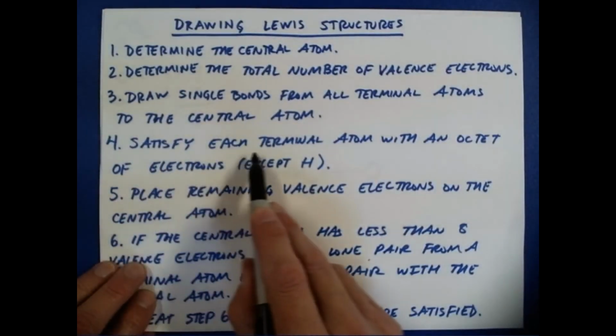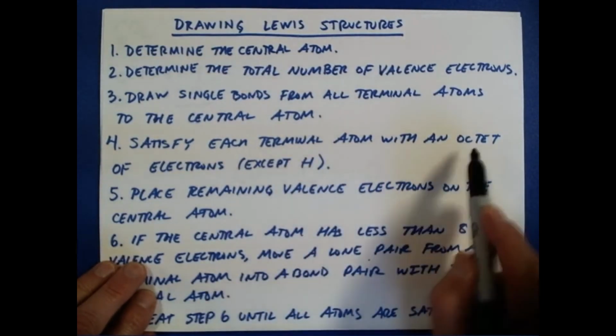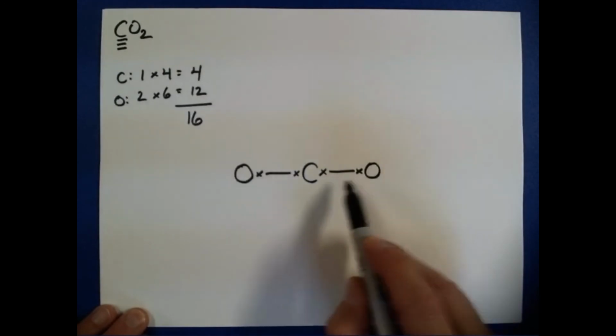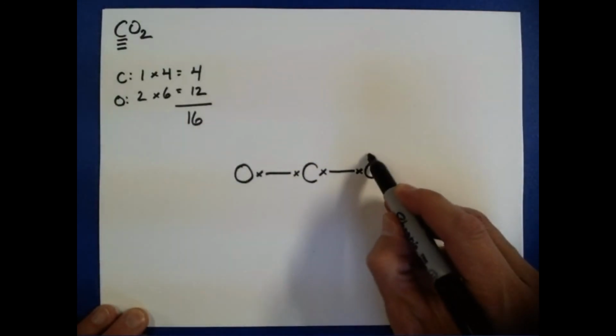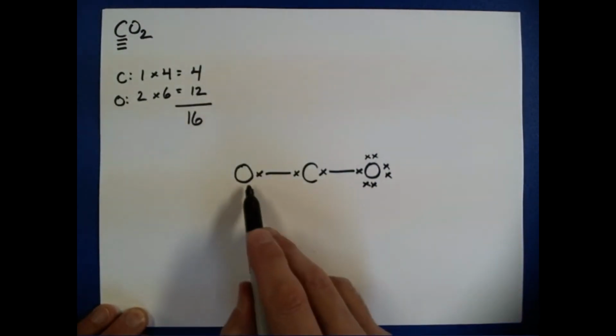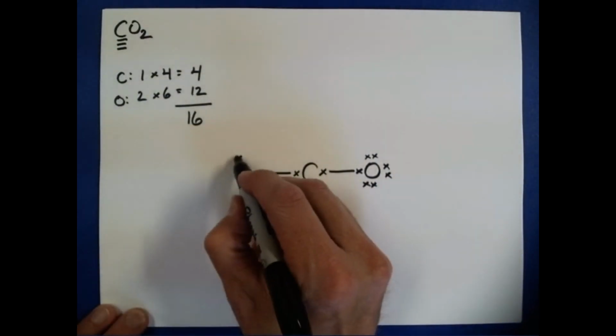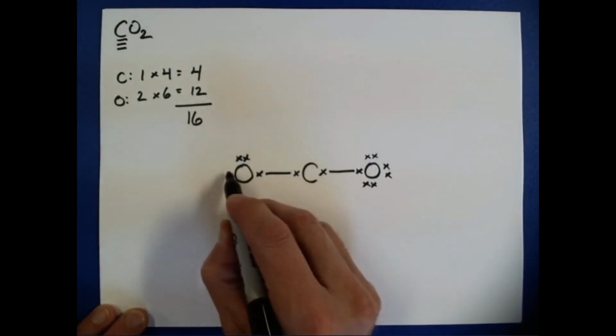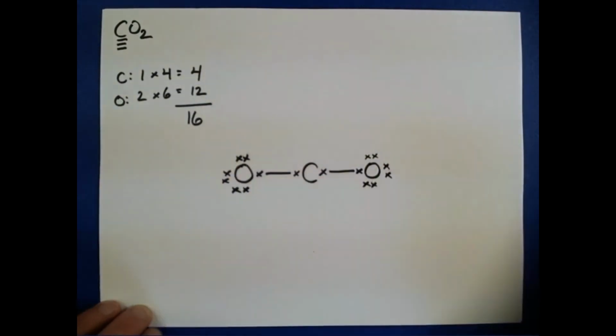Now I will satisfy each terminal oxygen atom with an octet of electrons. So this oxygen atom has 1, 2, 3, 4, 5, 6, 7, 8. We'll do the same for this oxygen atom. 1, 2, 3, 4, 5, 6, 7, 8.